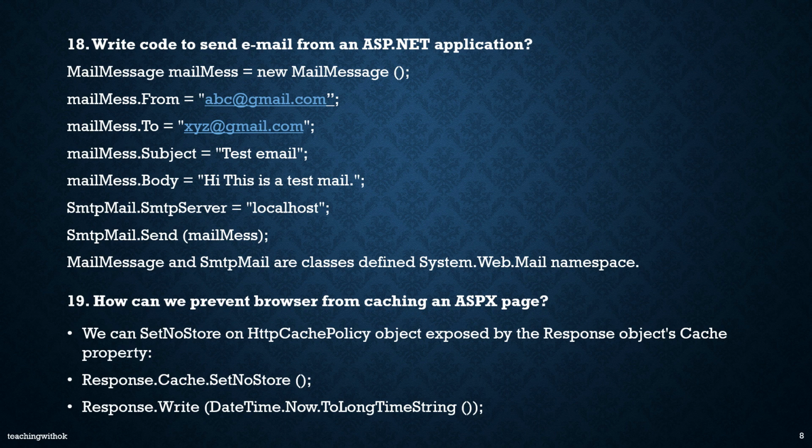Next, how can we prevent the browser from caching in ASP.NET? Sometimes you require the browser to not do caching in ASP.NET, so we can use the SetNoStore method on the HTTP cache policy object exposed by the Response object's Cache property. Response.Cache.SetNoStore can be used to prevent the browser from caching the ASP page. Then Response.Write(DateTime.Now.ToLongTimeString()). Let's move to the next question.